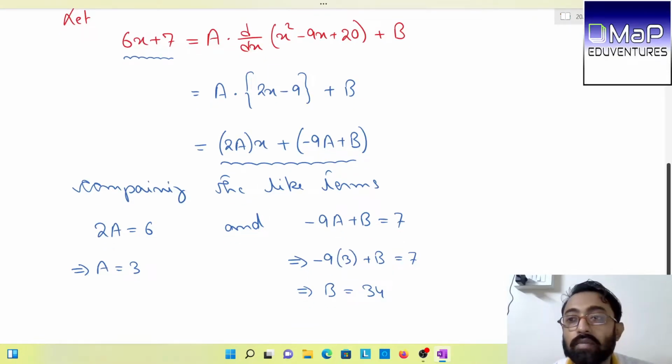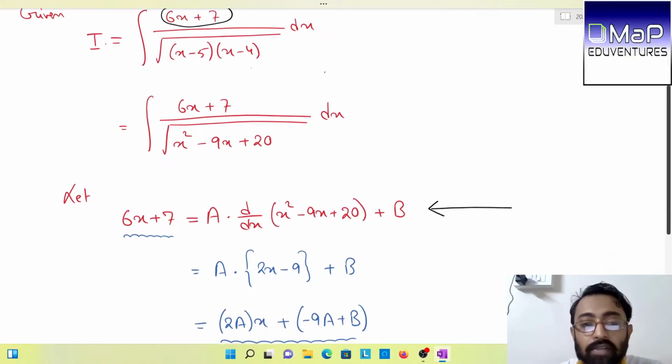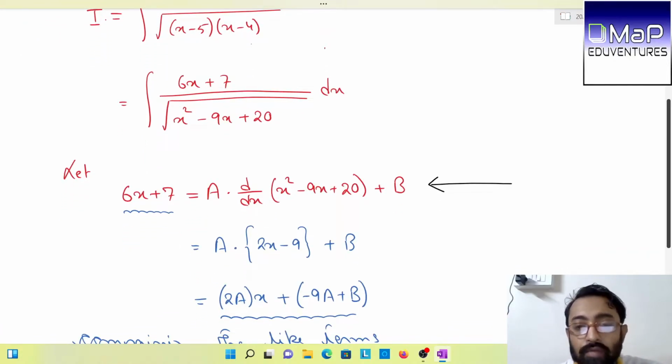Now what? Now understand well. Now we have considered this expression so that we can replace the numerator. We considered it for replacing the numerator. But remember, this numerator 6x plus 7 is equal to the first expression, or the second expression also equal. It is also equal to the third expression.